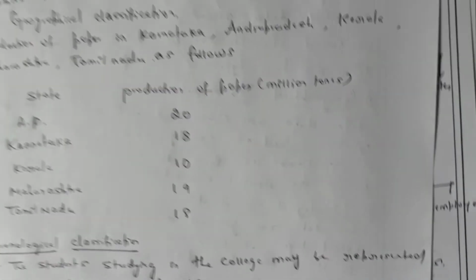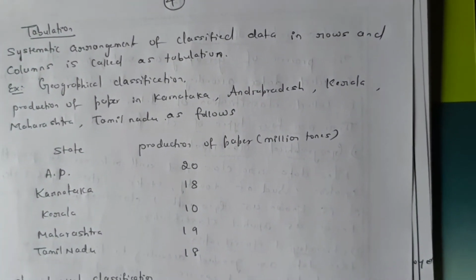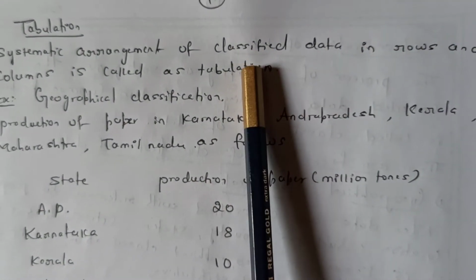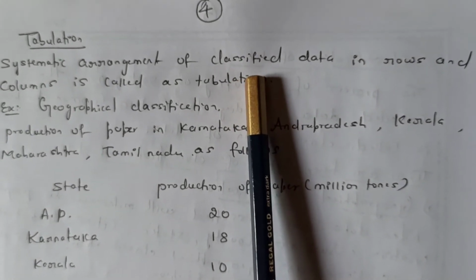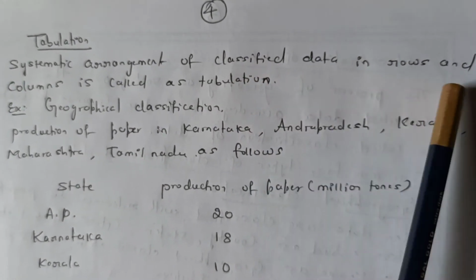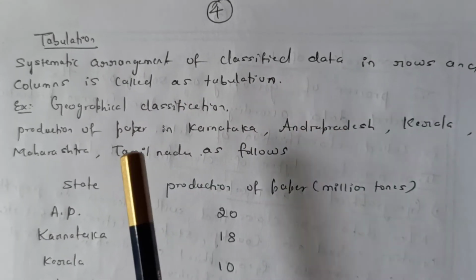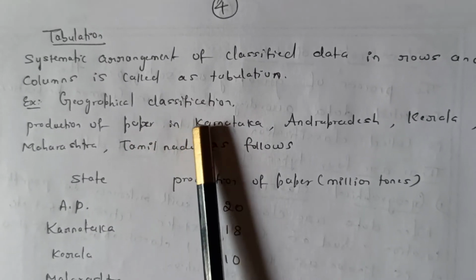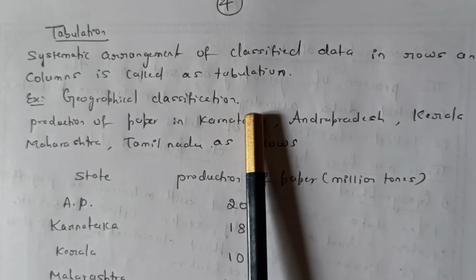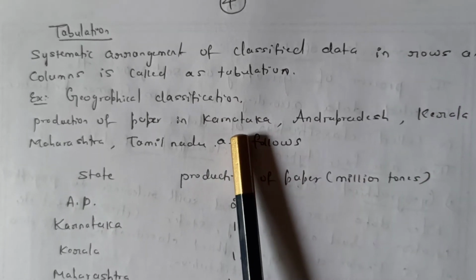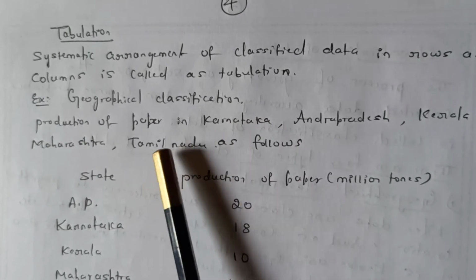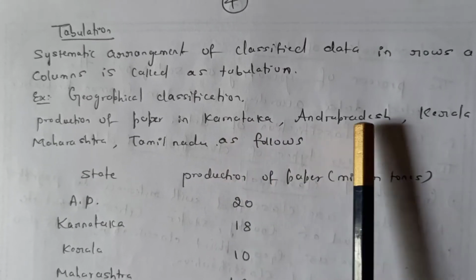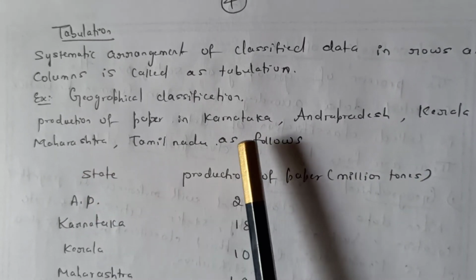Next we have tabulation, the systematic arrangement of the classified data. In the previous steps, you have studied 4 types of classification of data. If you arrange them in a systematic way in rows or columns, that is called tabulation. Here we have an example for the geographical classification. As I already told you, geographical means you will be classifying the data based on districts, cities, some of the places. Here we have an example of production of paper in various states like Karnataka, Andhra Pradesh, Kerala, Maharashtra, Tamil Nadu as follows.